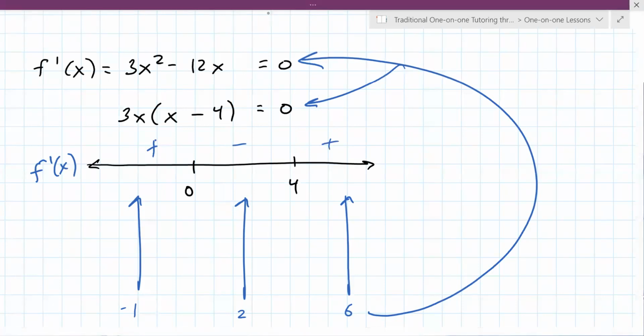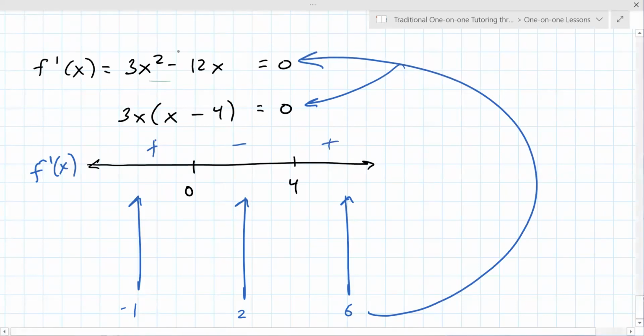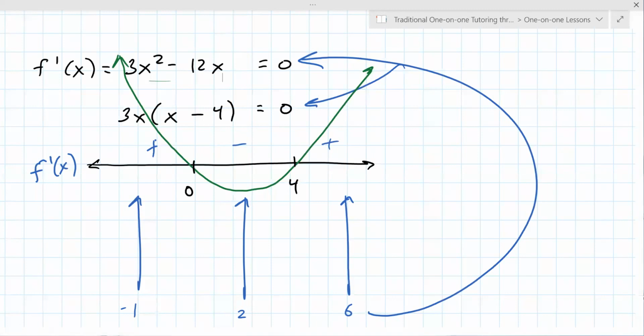Again, I know I repeat myself a lot, but if you were to graph this, 3x squared minus 12x here, it opens up. And that's consistent with what you just showed me. Above the x-axis, below the x-axis, above the x-axis. Okay, so it's increasing from minus infinity to 0 and 4 to infinity, decreasing there.